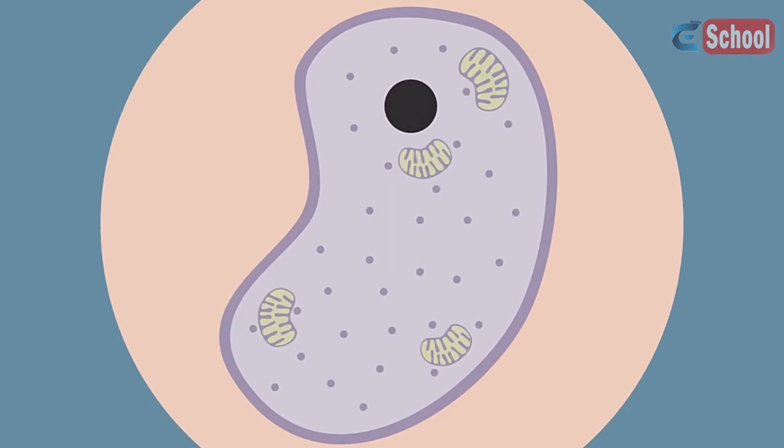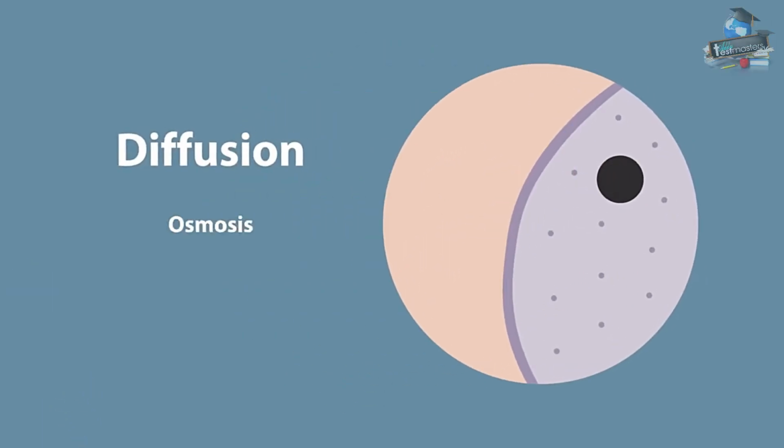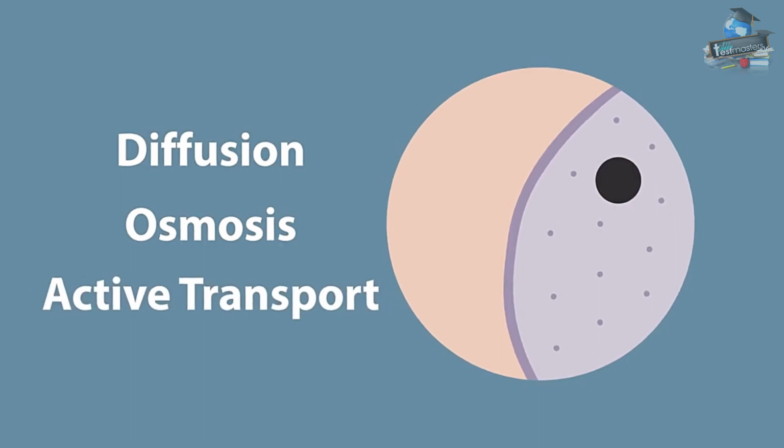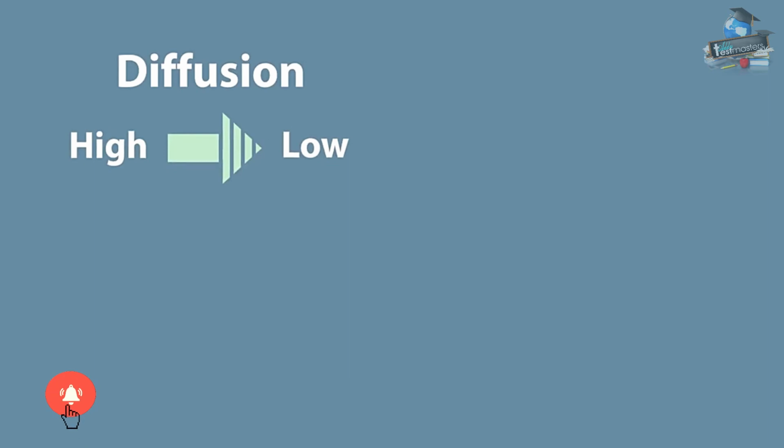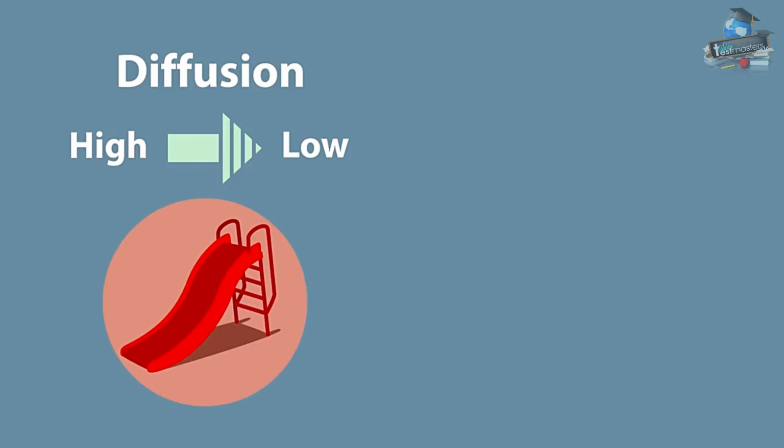So from these two parts, you should know how cells take in substances and get rid of waste by diffusion, osmosis, and active transport. Just remember that for diffusion, the substance moves down the concentration gradient from a high concentration to a low concentration. Just think of a slide. You don't need any energy to go from high to low.